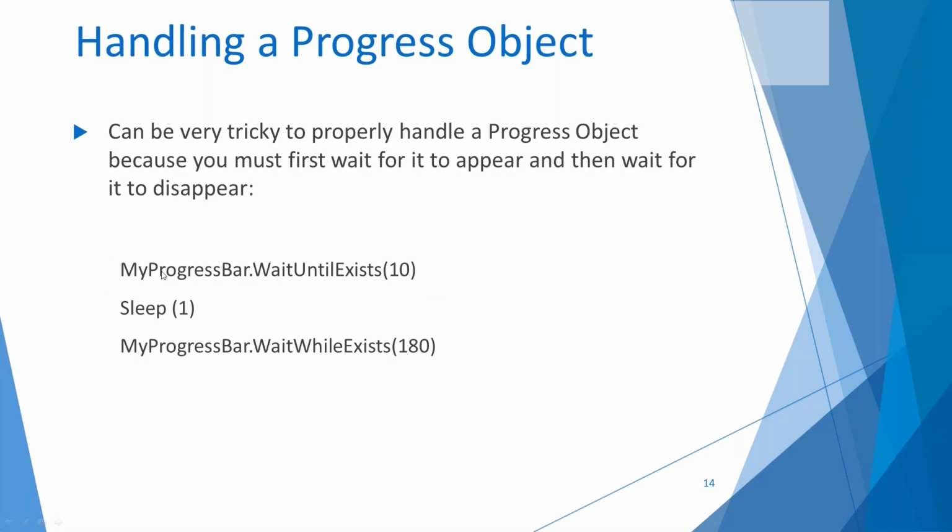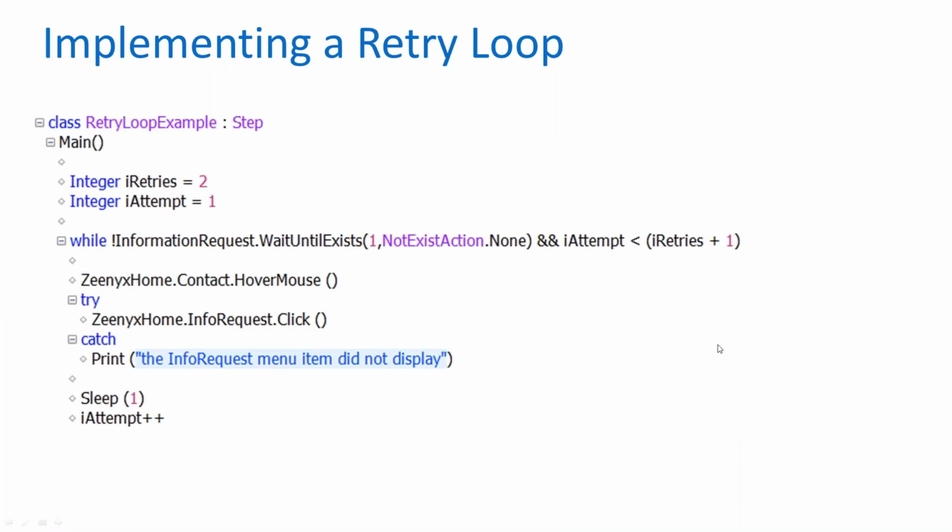So you're almost always going to want to pair these two together in this case. Wait for it to exist. So wait until it exists, give it a timeout. I usually sleep for a second in between. I don't know that that's necessary. And then wait for it to go away. You'll be much more successful with this than if you just try to do it by itself. And I think we have an example of this from a customer.